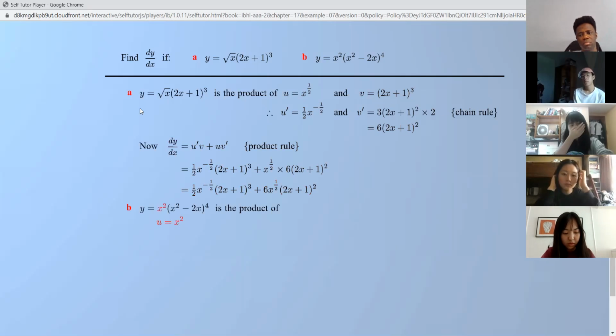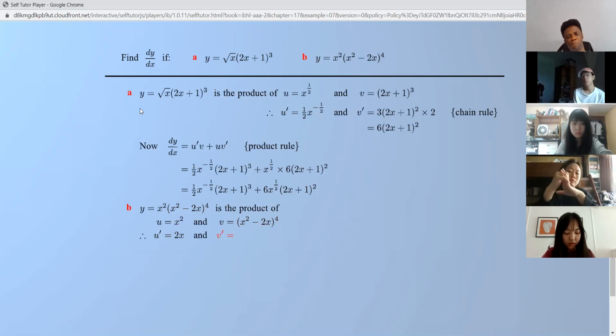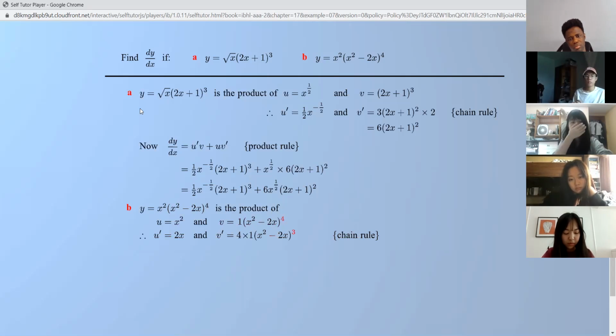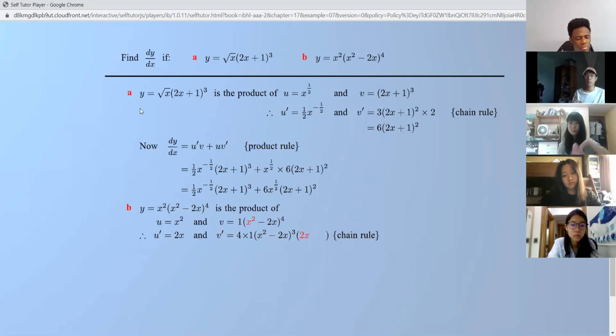In part B, we let u be x squared and v be x squared minus 2x to the 4. We find u dashed, then to find v dashed, we need to use the chain rule. V is 1 times an expression in brackets to the power 4. V dashed is therefore the coefficient 1 times the power times the expression in brackets. We subtract 1 from the power, then multiply by the derivative of the expression in brackets. Differentiating term by term, the derivative of x squared is 2x, and the derivative of minus 2x is minus 2.